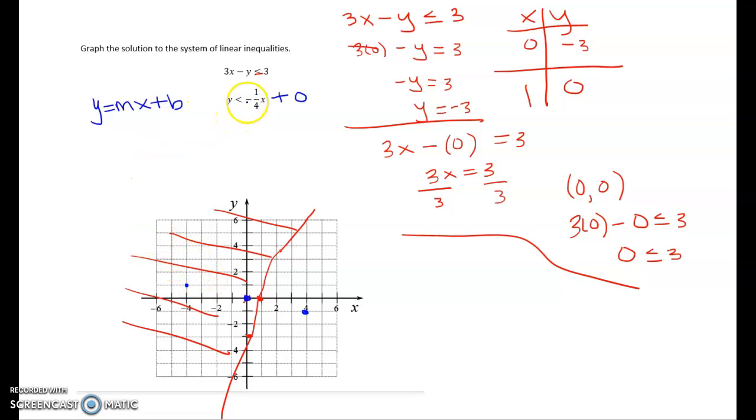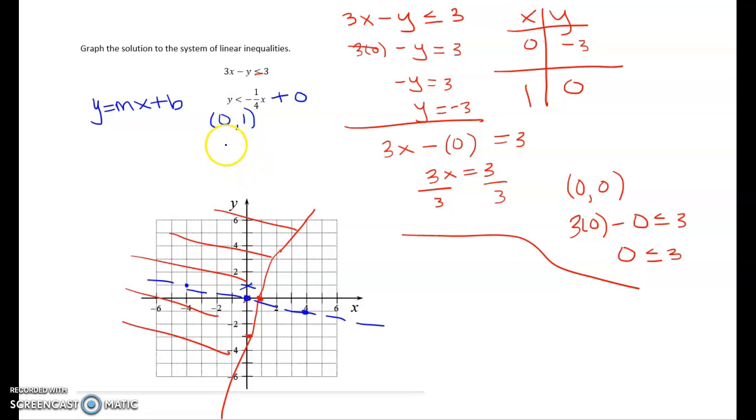Okay, now we need to consider the inequality. Since it's less than but not equal to, this one is actually going to be a dotted line. Okay, next we need to choose a point to test. Now in this case we cannot choose 0, 0, because the line passes through that point. However, we could choose the point right here, which would be 0, 1. So 0 for x, 1 for y.